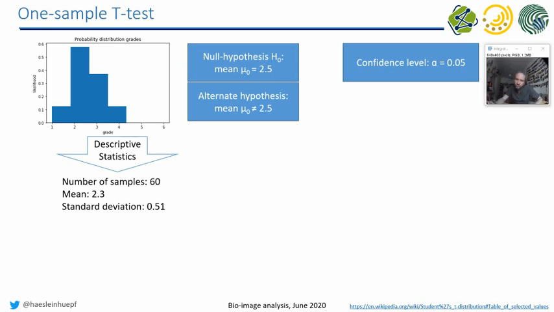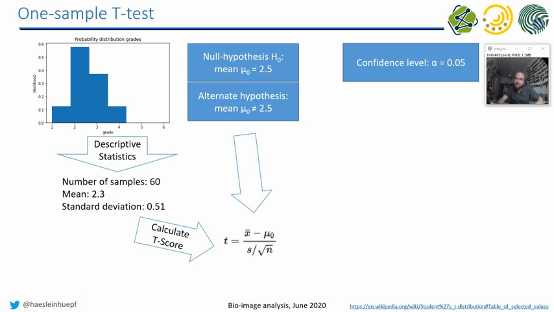So how sure do we want to be about that? For example, we are fine if the likelihood that we are right is 95%. So we still have an error probability of 0.05, that's 5%. That's what the confidence level says.